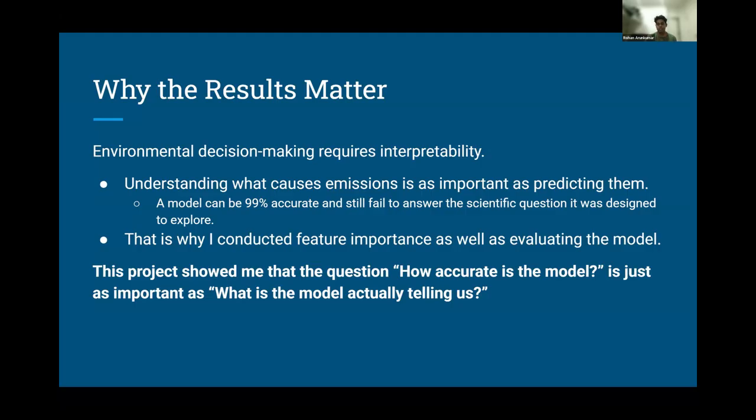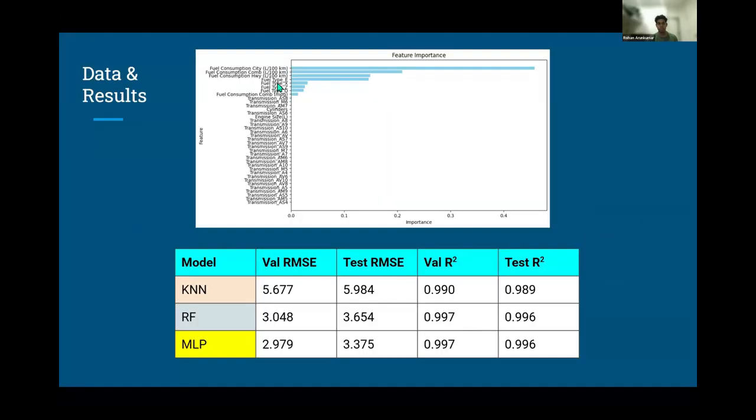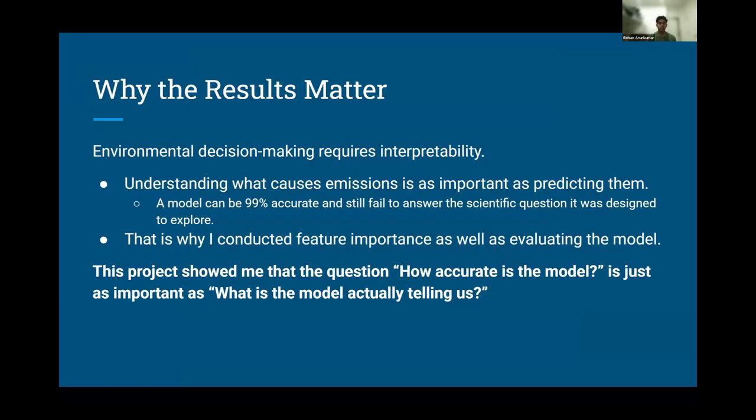So we need to understand how exactly the factors matter. A model can be accurate and still fail to answer the question. That's why I conducted feature importance to see which specific inputs actually are the most important for the output. So this project showed me that the question, how accurate is the model, is just as important as the question, what is the model actually telling us?